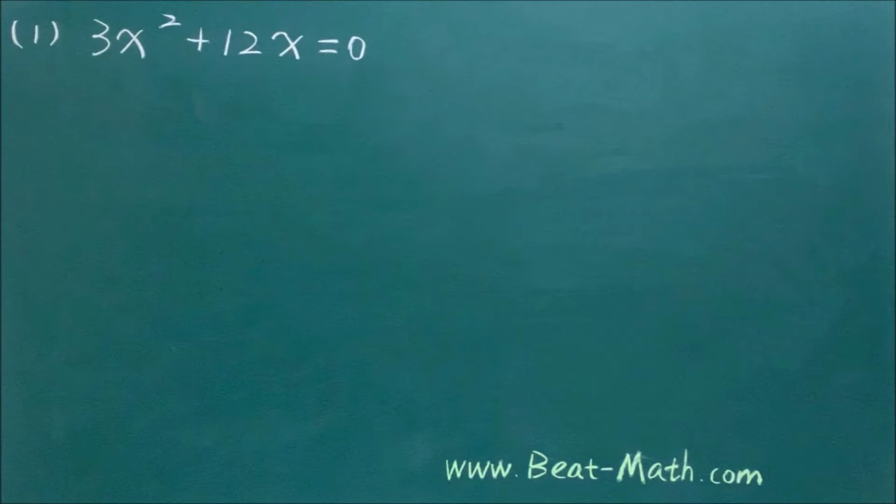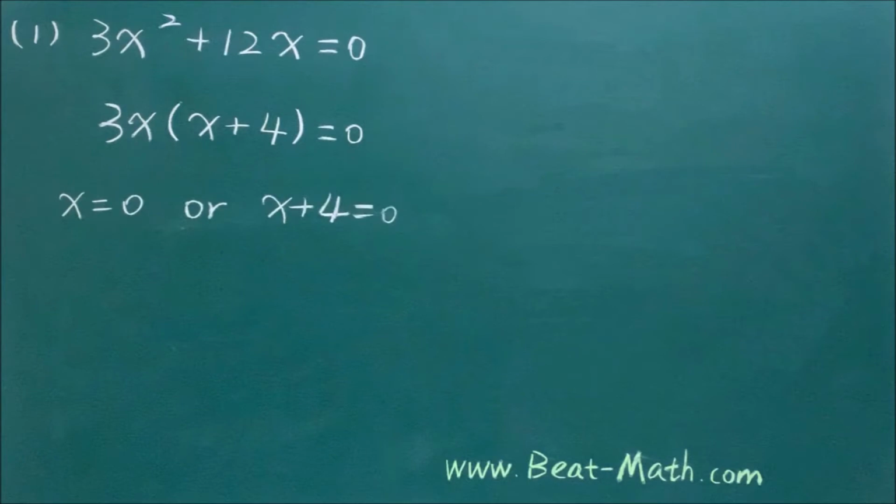3x squared plus 12x equals 0. The left side of the equation is a polynomial. Both terms have a common factor, 3x. So we factor 3x out and get 3x times (x plus 4) equals 0. We already know when the product of two terms is 0, then at least one of them should be 0. Here, the equation equals 0, so x or x plus 4 should be 0. And we get the solution x equals 0 or x equals negative 4.